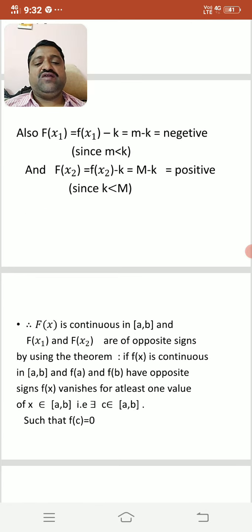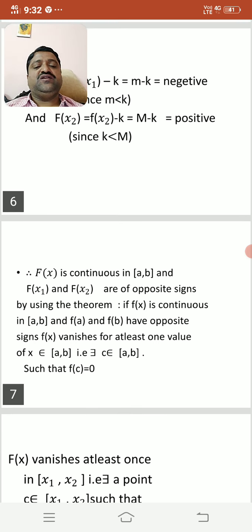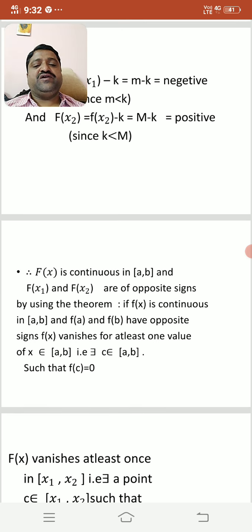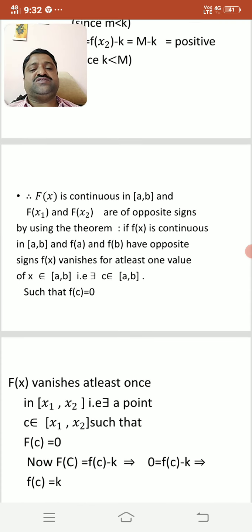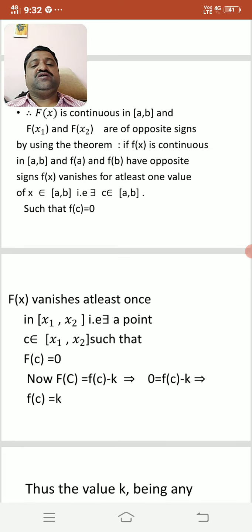Therefore, F(x) is continuous in the closed interval [a, b], and F(x1) and F(x2) are of opposite signs. By using the theorem: if f(x) is continuous in the closed interval [a, b] and f(a) and f(b) have opposite signs, f(x) vanishes for at least one value of x belonging to the closed interval [a, b]. That is, there exists c belonging to [a, b] such that f(c) = 0.